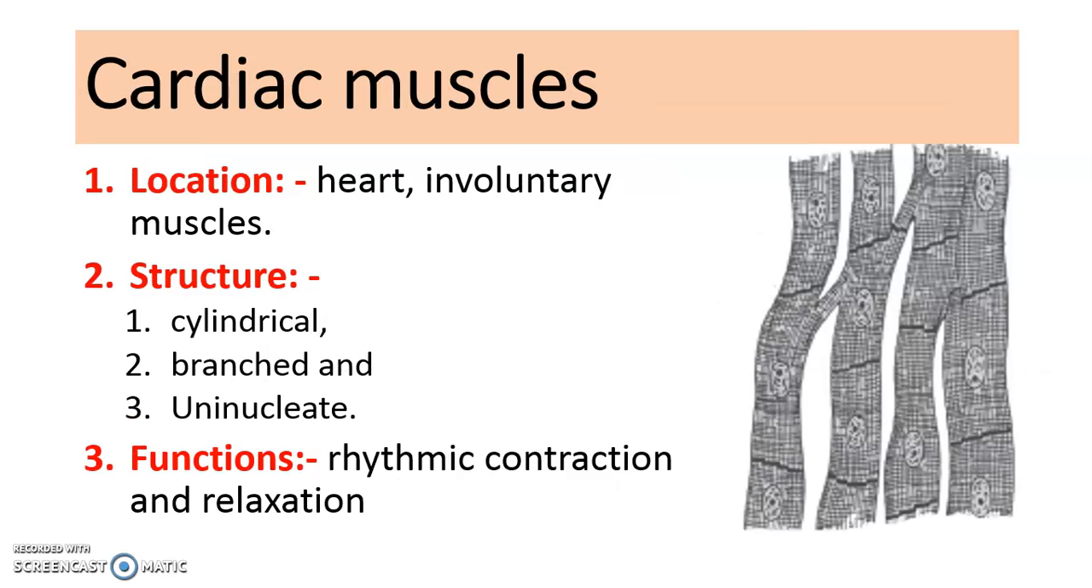Then we have got a very special type of muscle, that is cardiac muscles, which is present only in the heart. These are involuntary muscles. They are structure wise, cylindrical, branched and uninucleate. Their main function is rhythmic contraction and relaxation.